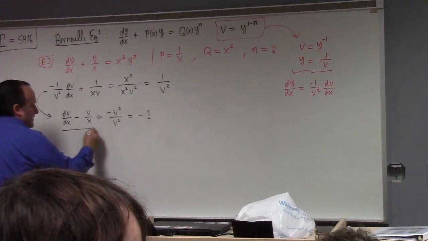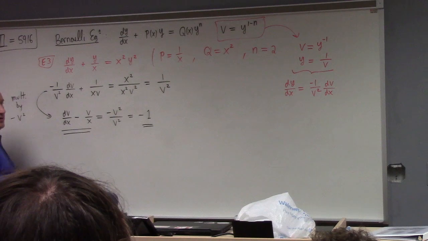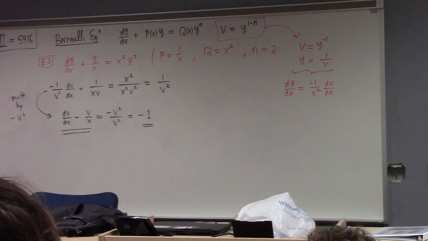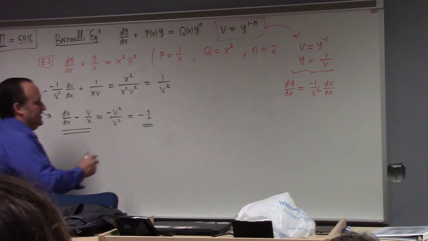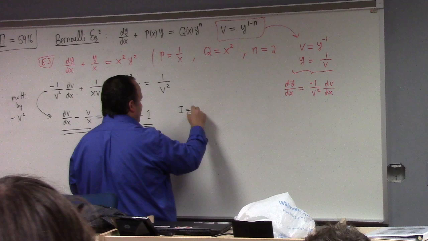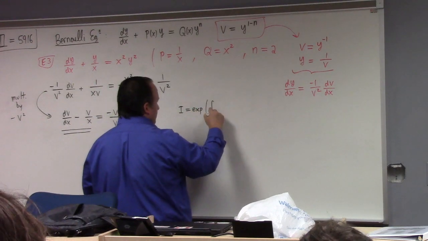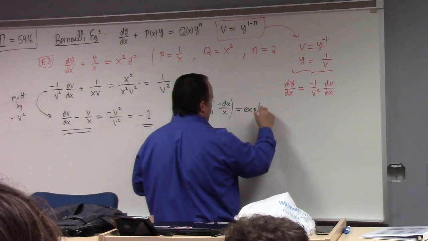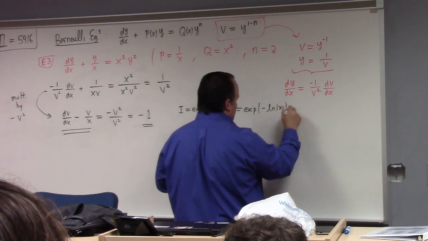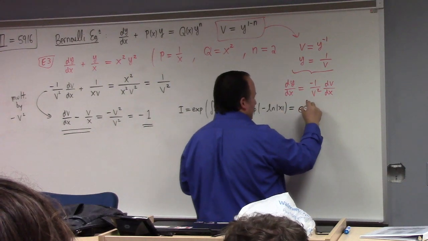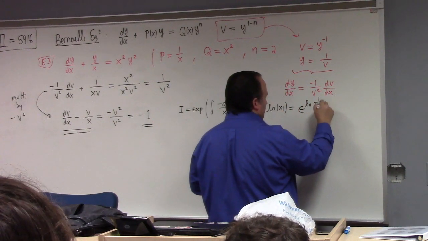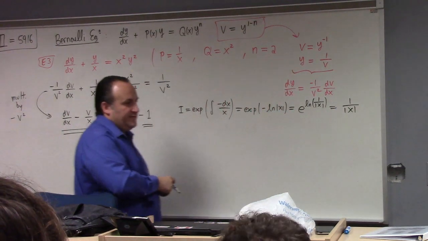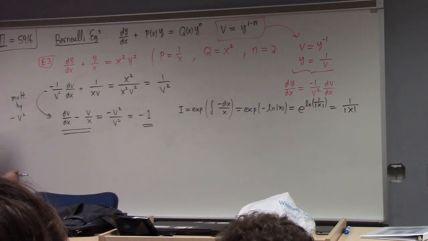Look at this. This is a linear differential equation in v and x. We can solve this by the integrating factor method. So we want an integrating factor of the exponential of the integral of minus dx over x, also known as the exponential of minus the natural log of the absolute value of x, which gives us e to the natural log of 1 over the absolute value of x, which gives us 1 over the absolute value of x. Like I said, when you get absolute value of x, drop the absolute value, just multiply by the thing.